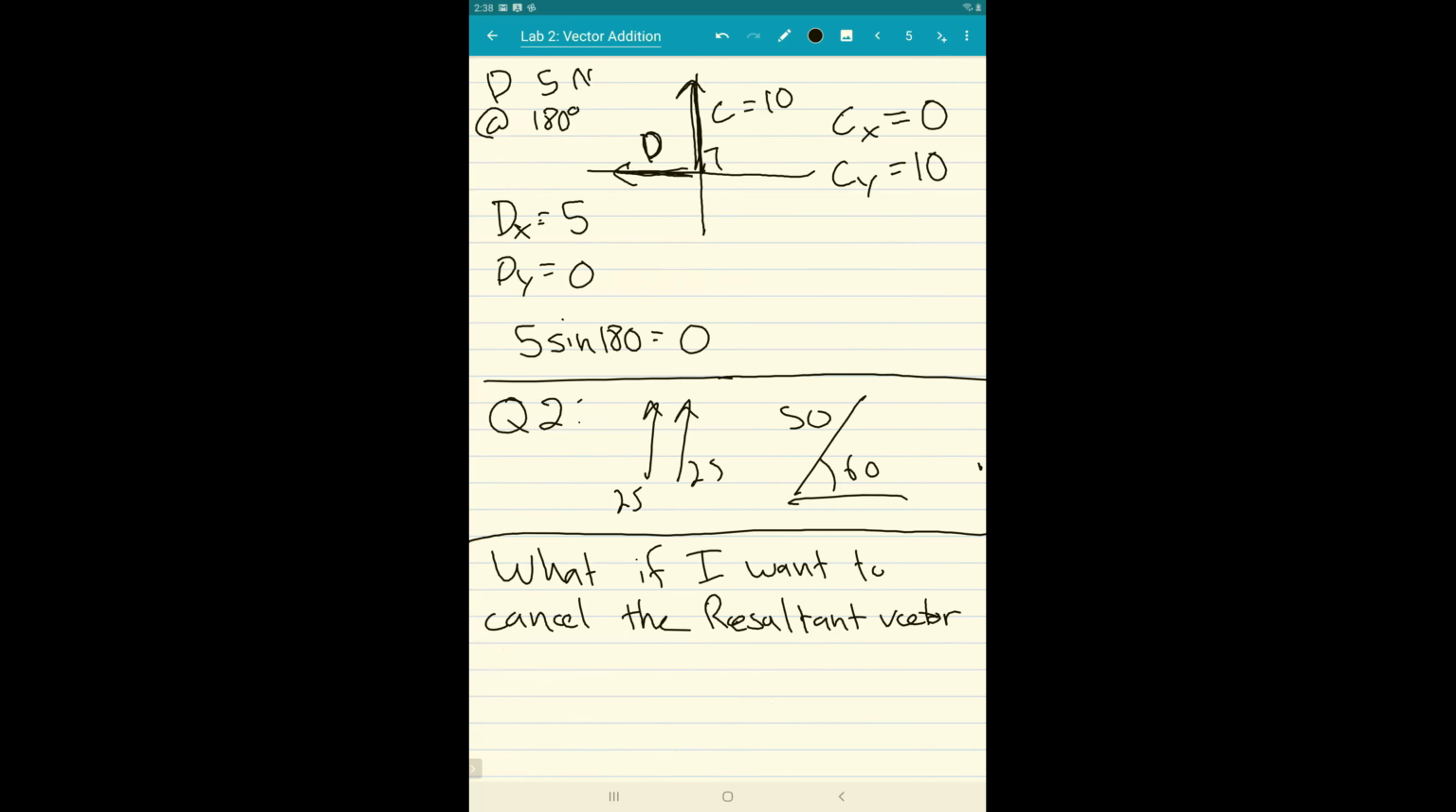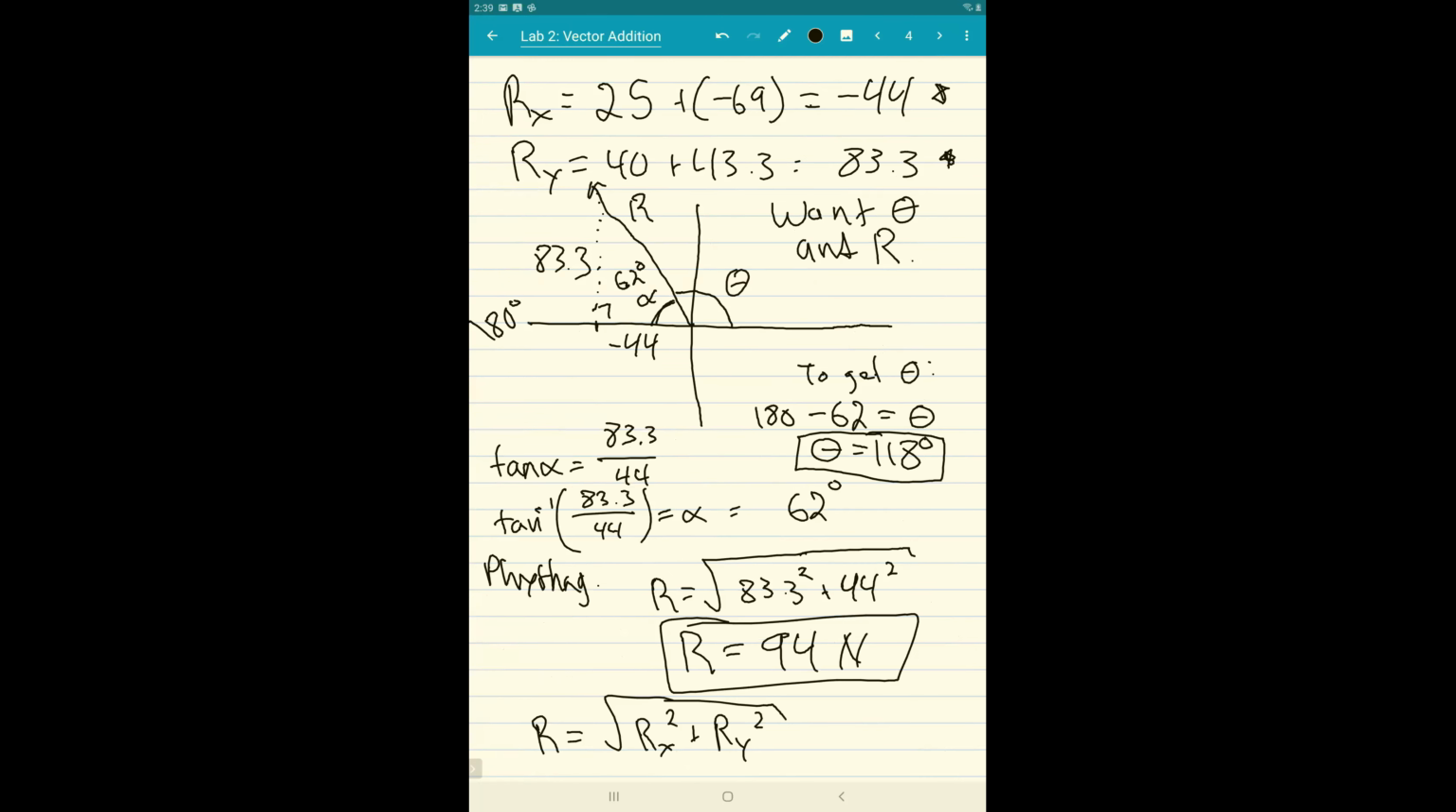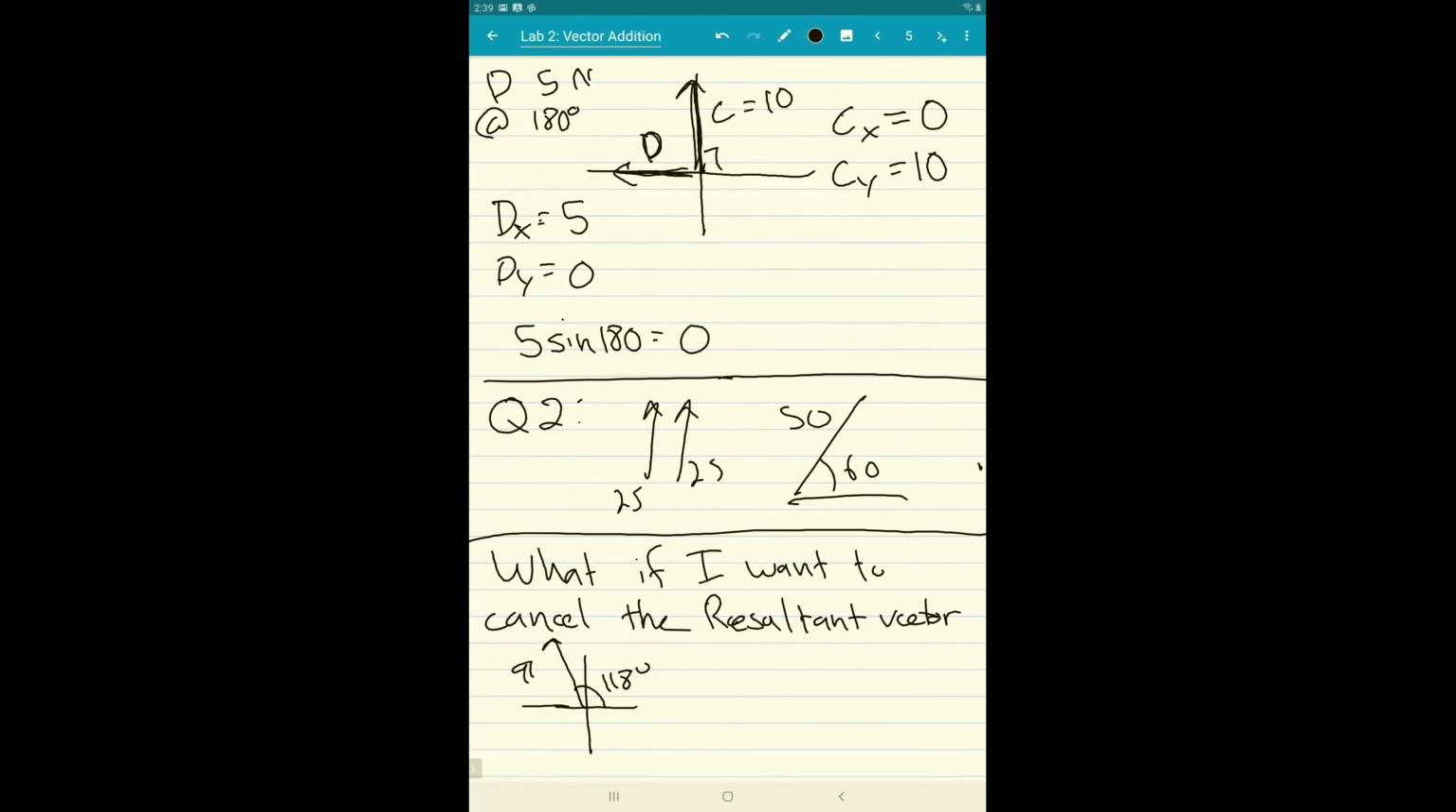Well, for example, this vector here, that when we actually found the resultant vector is up here, and it's at 118 degrees, and it has a magnitude of 94. If I want to cancel that one, pretty easy to do. All I have to do is pull exactly in the opposite direction with 94 newtons, right? Like a tug of war. If you're both pulling in the opposite directions with the same force, it's done, right?